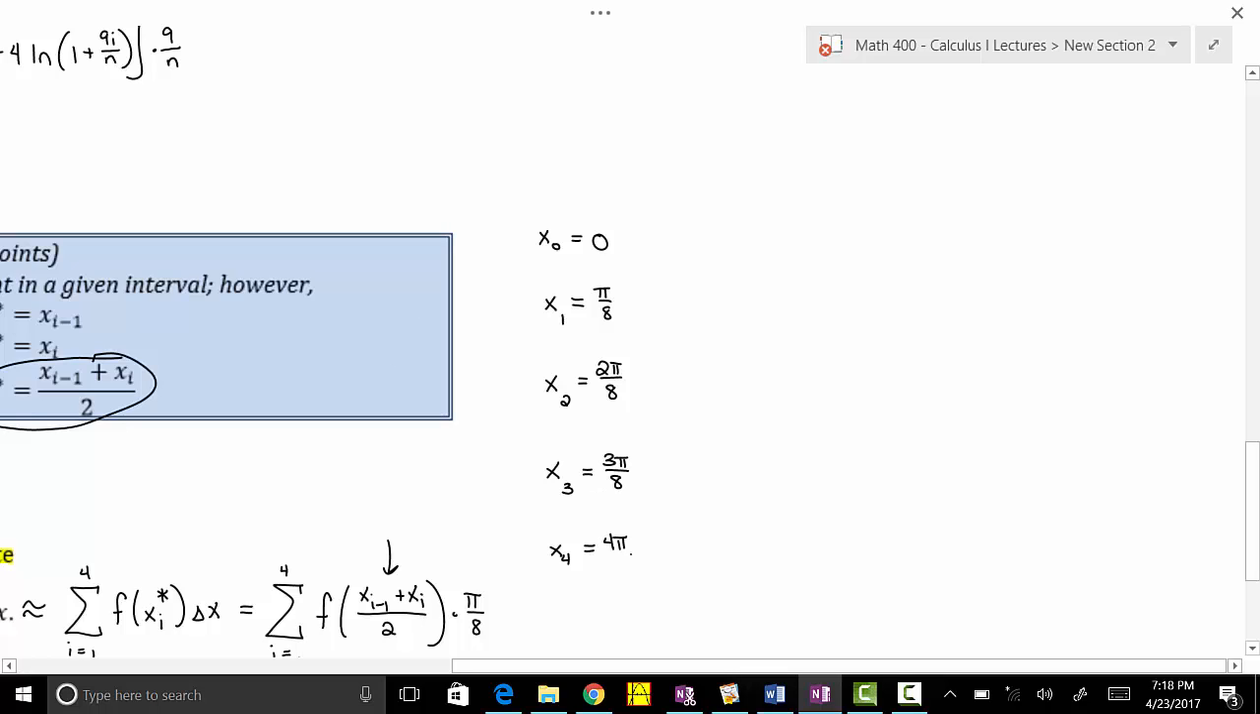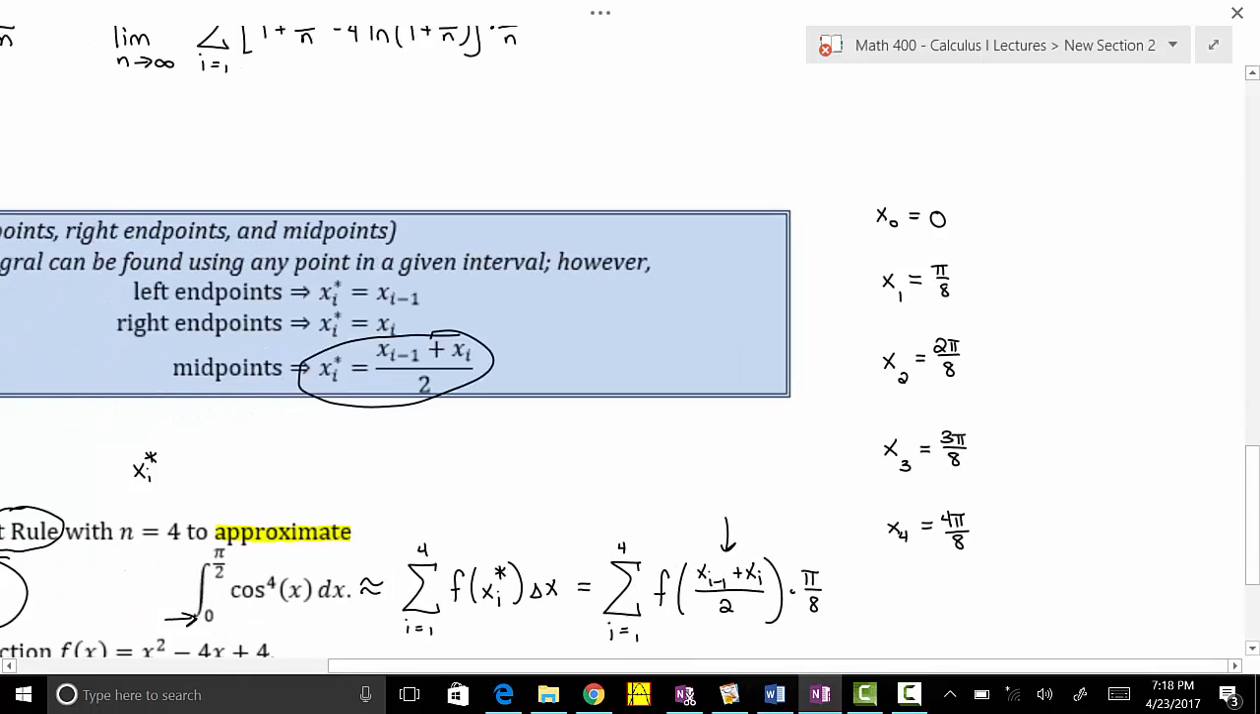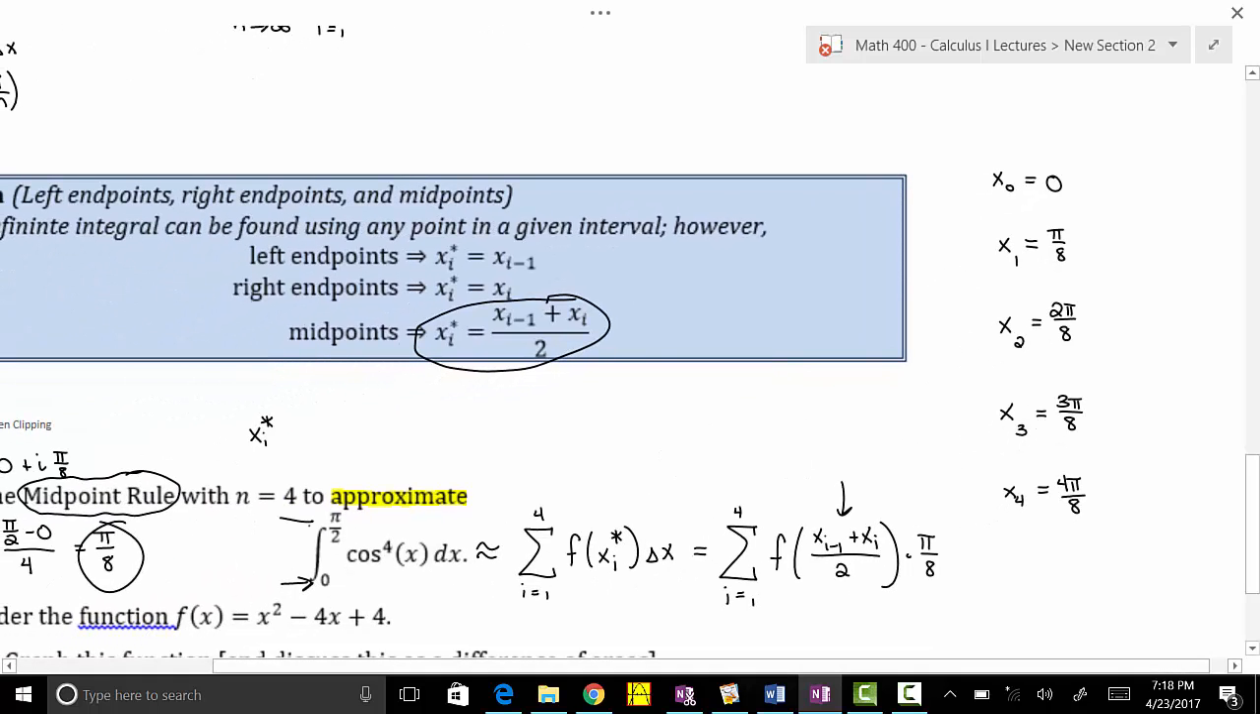Now you see, I'm not actually simplifying these. I only do that at the very end. I just go, what's 4 pi over 8? Well, that's pi over 2. And that's exactly where I should be ending, at pi over 2.